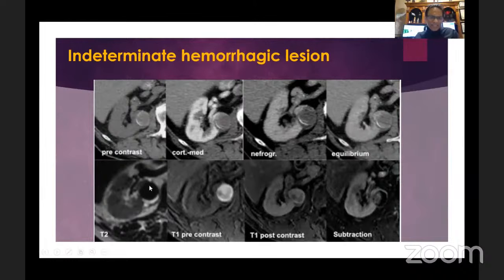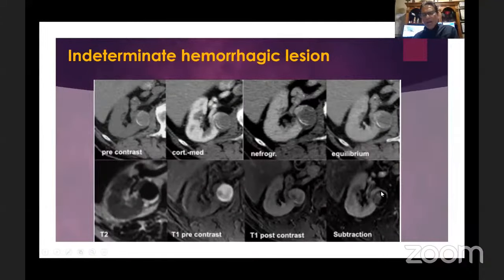hypointense. So this is a cystic lesion. On pre-contrast even, it is markedly hyperintense, indicating hemorrhage or proteinaceous material with IV contrast. You cannot exactly determine whether this is contrast or the hemorrhage within the lesion.